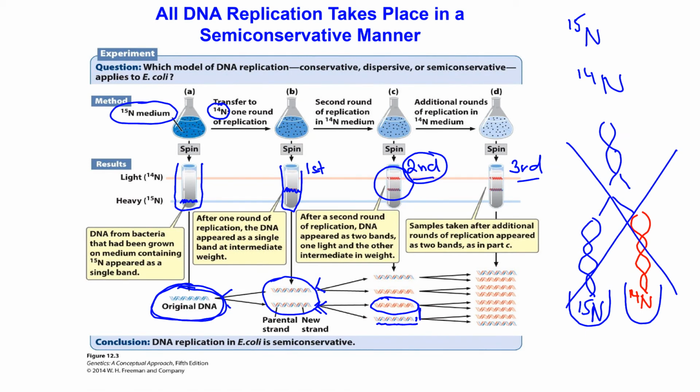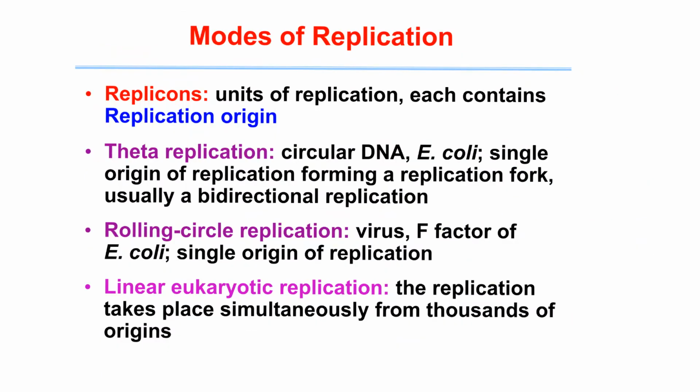So these experiments clearly demonstrated that the mode of DNA replication is semi-conservative. When DNA replicates, every individual unit of DNA replication is called a replicon.